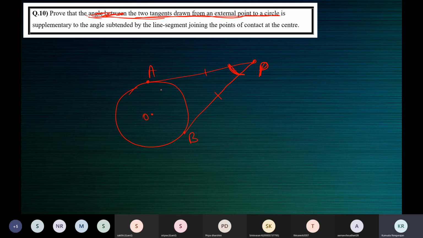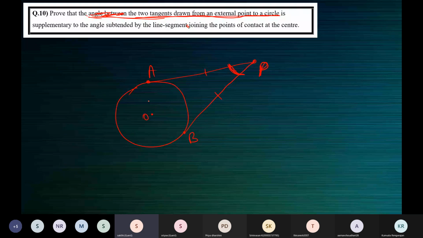Please join the points of contact to the center. It's not line segment, it's line segments. See, the "s" makes so much of a difference. Subtended by the line segments joining the points of contact to the center. Which are the line segments joining the points of contact to the center?